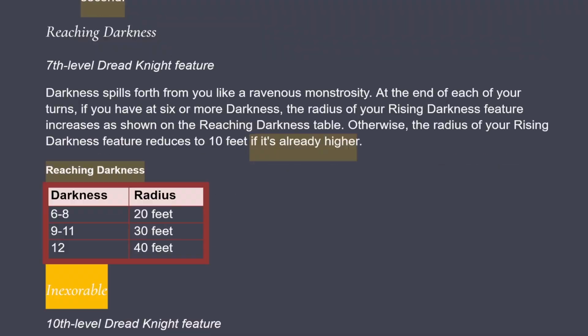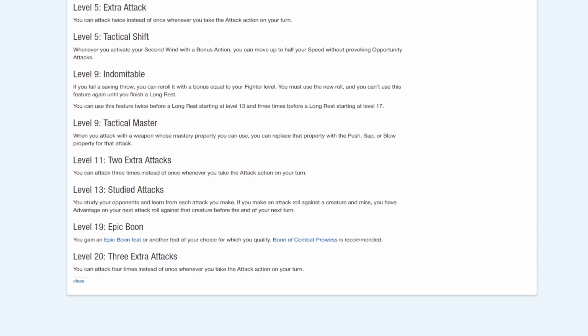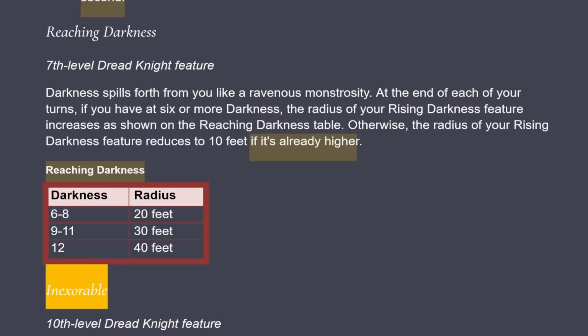So at your cap, you're now fighter 15, which means you're past level 11, so you get 3 attacks per 1 attack action, all the more attacks to get your darkness points built up faster. Plus, studied attacks is unlocked at level 13, so if you miss an attack roll, you have advantage on your next attack roll before the end of your next turn. So you've got advantage like crazy, which means you're more likely to hit, which means you're more likely to get your darkness points up faster.